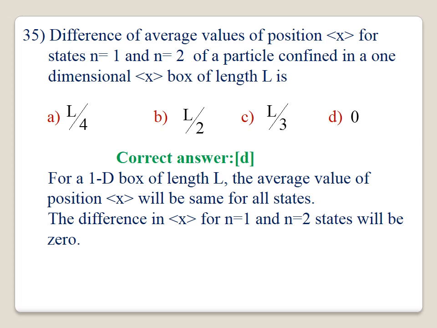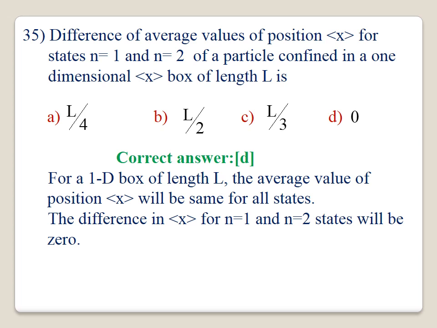35. The difference of the average value of the position x for the state n equal to 1 and n equal to 2 for a particle confined in a one-dimensional box of length L is asked. Here the correct answer is D. For a one-dimensional box of length L, the average position value will be the same for all states. The difference in x for the n equal to 1 and n equal to 2 states will be equal to 0. The average position will be the same in the ground state as well as the first excited state.